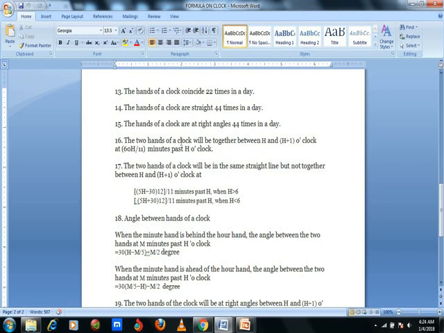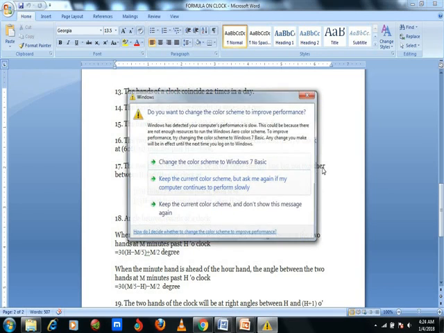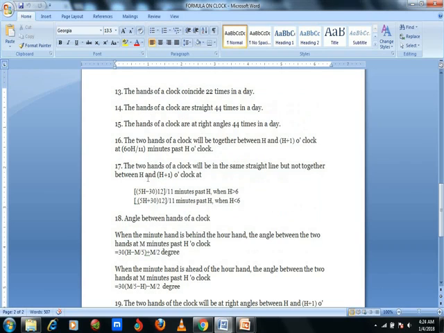The two hands of a clock will be together between h and h plus 1 o'clock at 60h by 11 minutes past h o'clock. Here h and h plus 1 represent, for example, 7 and 8, two consecutive hours. The two hands of a clock will be in the same straight line but not together between h and h plus 1 o'clock. Straight line but not coinciding, okay.